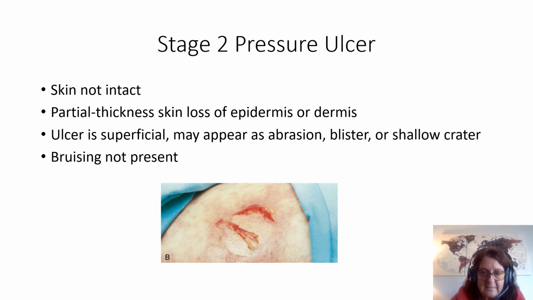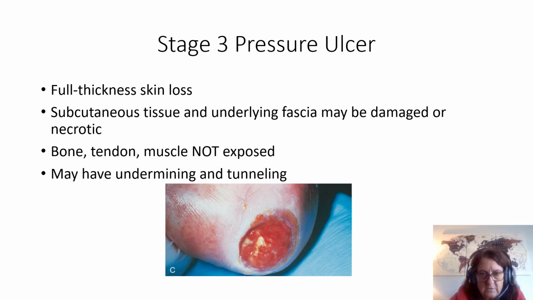Stage 2, the skin is not intact. You have partial thickness skin loss, and it kind of looks like an abrasion or a blister, but it's not too terribly bad at this point. You definitely want to keep that covered and protected so it doesn't get worse. Stage 3, now this is when it starts getting nasty. That's when you have a full thickness skin loss. You start seeing the underlying fascia and the tissue, and it starts to look damaged, and it can even be necrotic. You don't see any bone, tendons, or muscles, but you will see all the other underlying tissue.